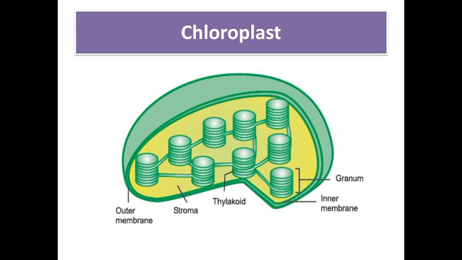This is the structure of chloroplast. You can see the thylakoids, and then thylakoids stacked over each other, and they have formed the grana.